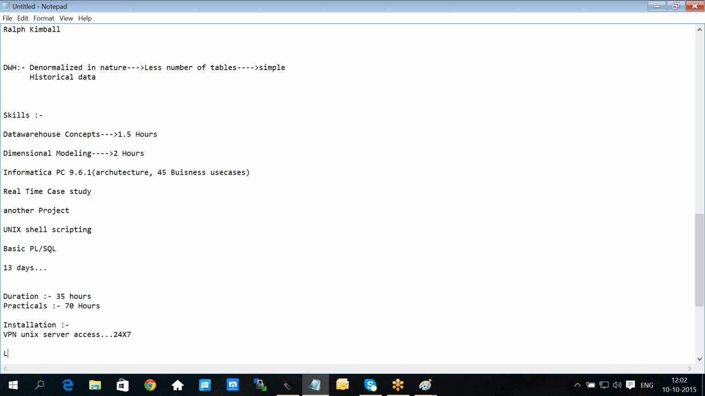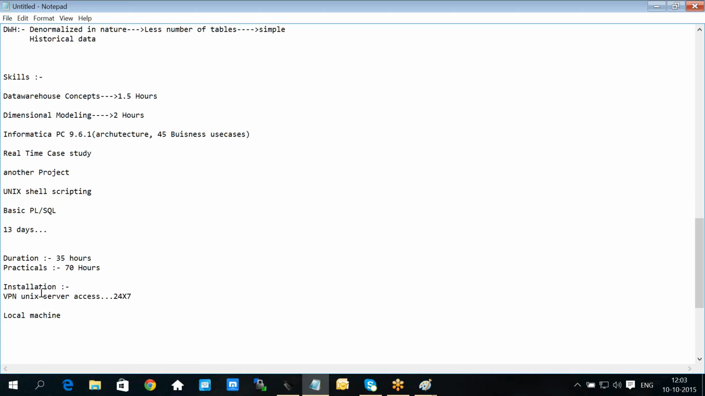We will also install Informatica on your local machine separately. Once you have completed the course and want to practice later on, you can use the setup on your local machine. The local machine setup you can use forever. It is not going to expire. You can use it for any number of years. So this is the installation setup which we are going to provide.